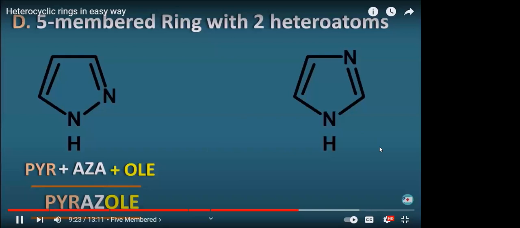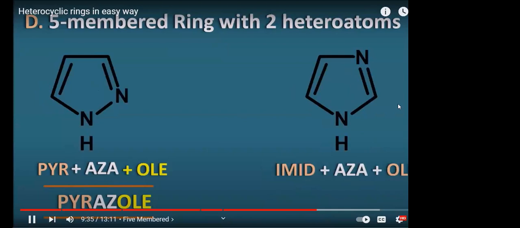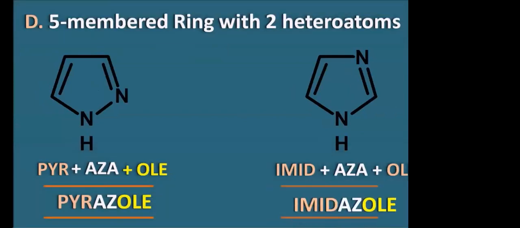And this is another ring system. And here, what is the name of this ring system? So this ring system can be written as imid plus aza plus ole. So here imid again indicates a nitrogen containing ring, and aza is the extra nitrogen, and ole is a five-membered ring system. So this is imidazole.